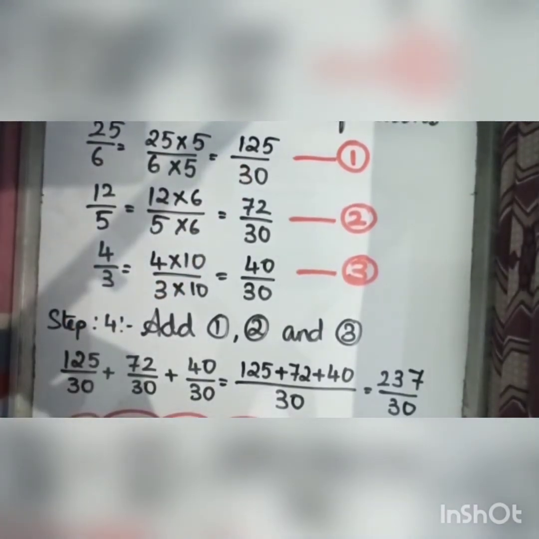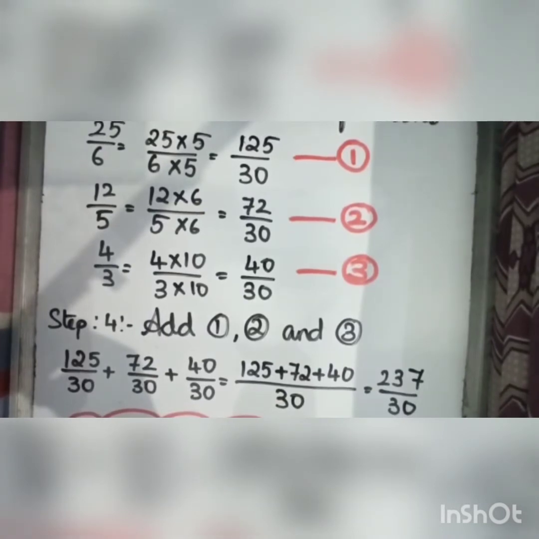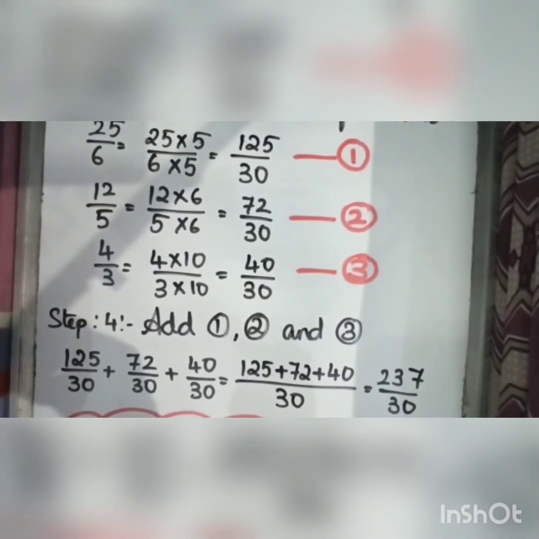The next one is 12 by 5. Denominator is 5 and we have to make it 30, so we multiply by 6. Numerator and denominator should be multiplied with the same number. The next one is 4 by 3. 3 has to be converted into 30, so it has to be multiplied by 10. When you multiply the denominator, you have to multiply the numerator also. 4 into 10 by 3 into 10, that is 40 by 30.